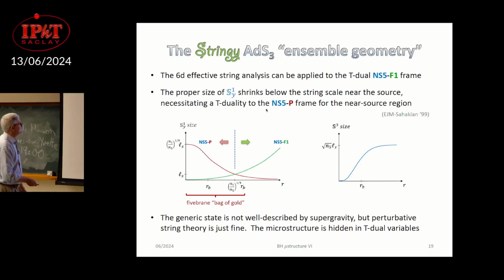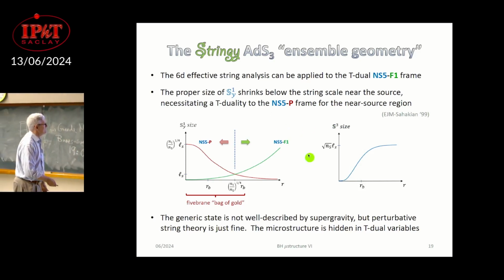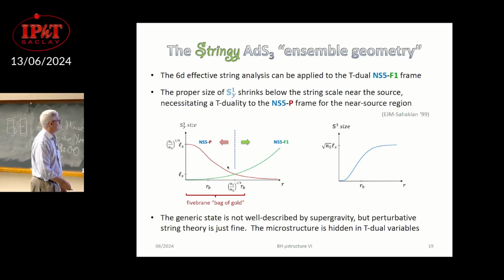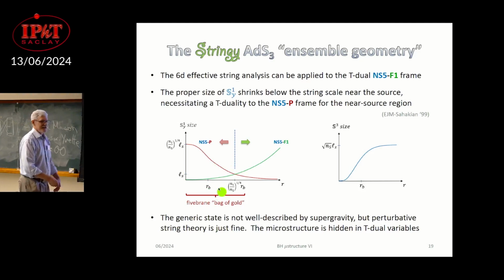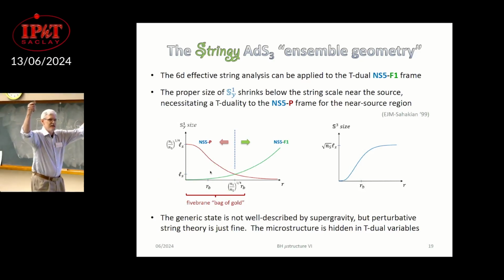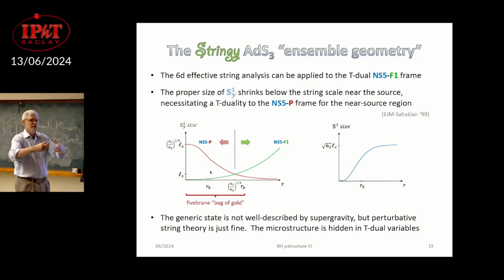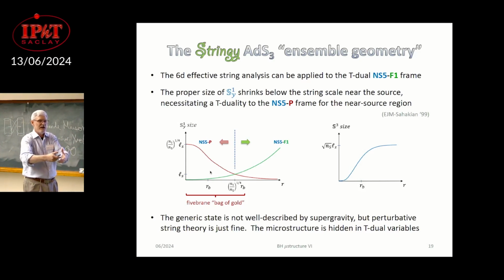And so roughly speaking, what the geometry looks like is something which is AdS3, but then the Y circle gets really tiny in the core, and you should just really mentally go back to the original duality frame once the size of this Y circle gets below string scale. That happens at a radius which is well outside where the fibranes are. And so there's this, what I was calling the fibrane bag of gold, really is like a bag of gold now, because you thought you had an NS5F1 geometry, and all its microstructure is hidden in some kind of T-dual description, which is unavailable to supergravity, but perfectly well described in perturbative string theory.